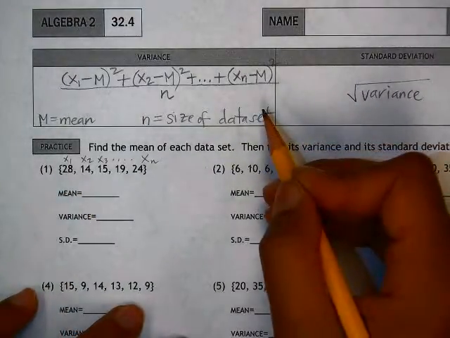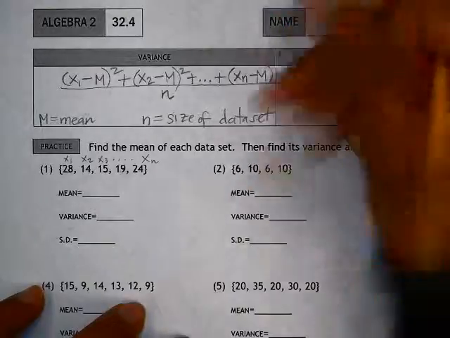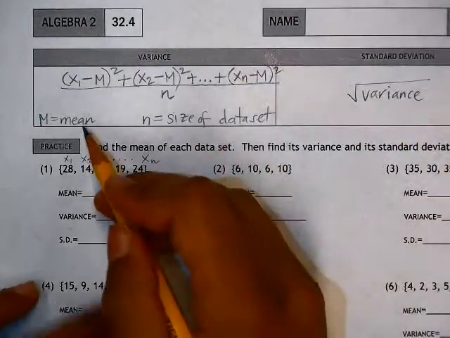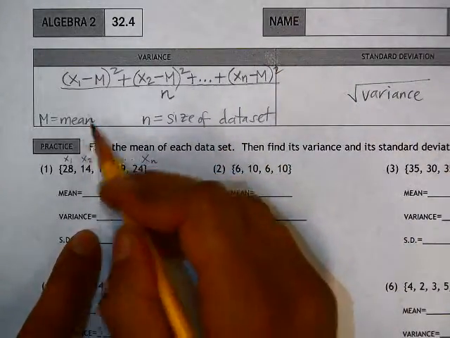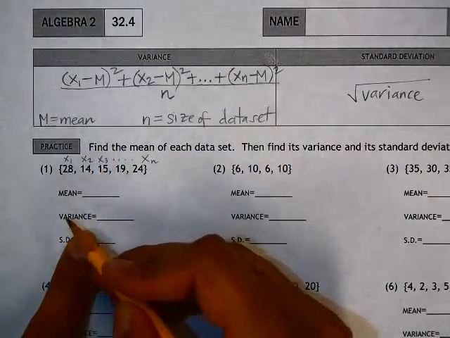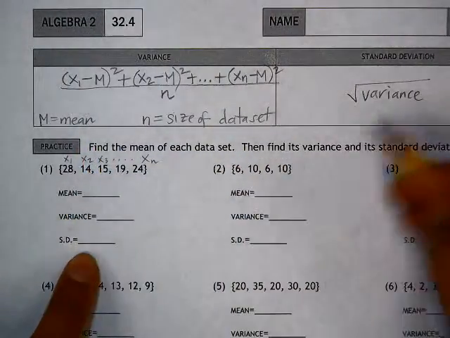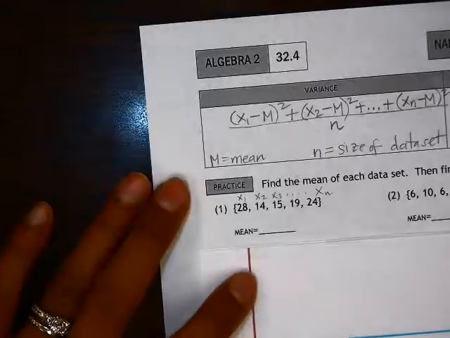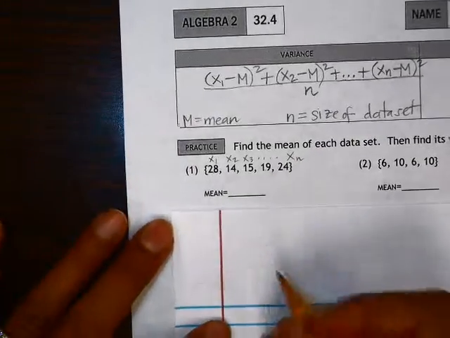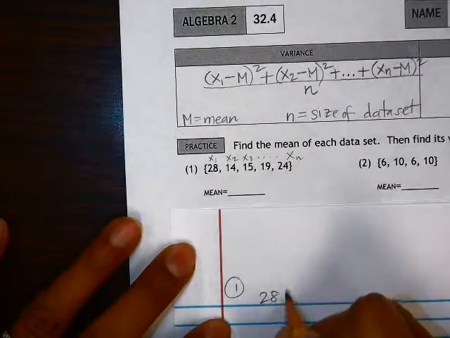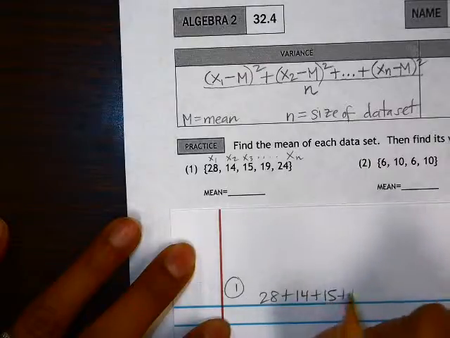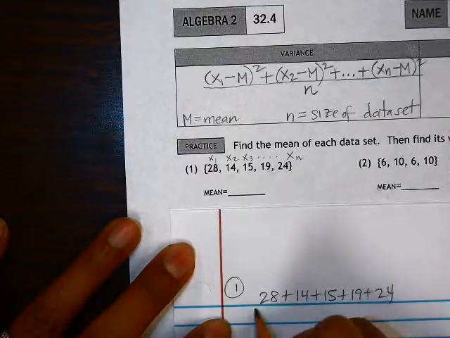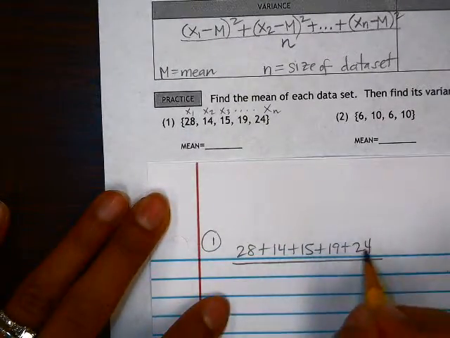So let's do an example of calculating the mean of a set of data, the average. That's something we already know how to do. And then we'll calculate the variance, and then we'll be able to calculate the standard deviation. So for example, let's look at number 1. The mean of a set of data, remember, average is you take the sum of all of the data and divide by the number of pieces of data. Here we have 1, 2, 3, 4, 5.